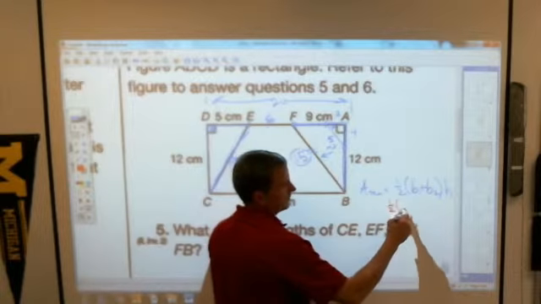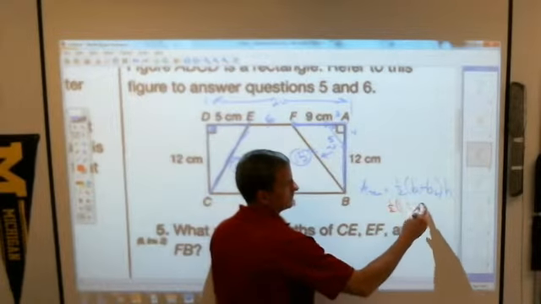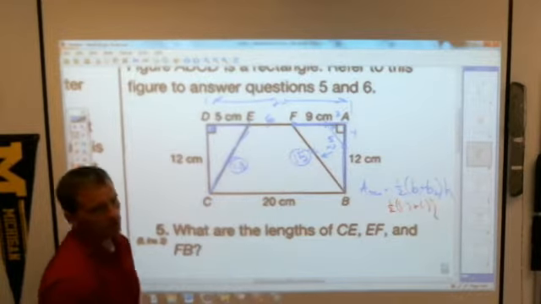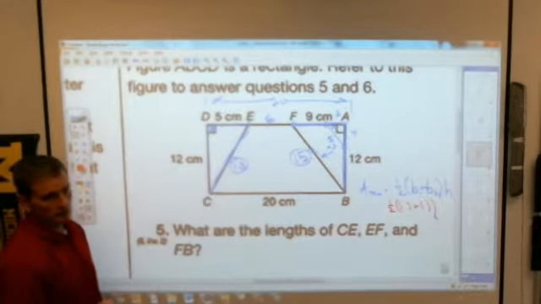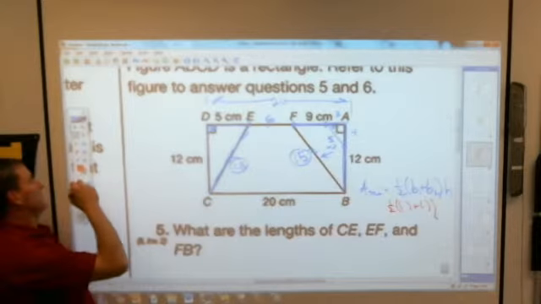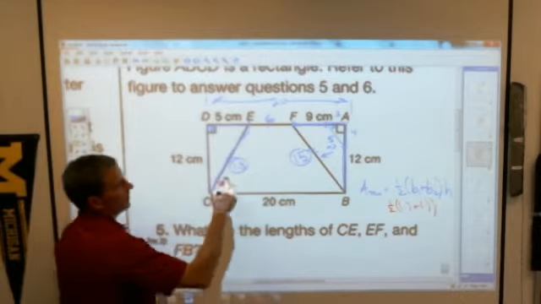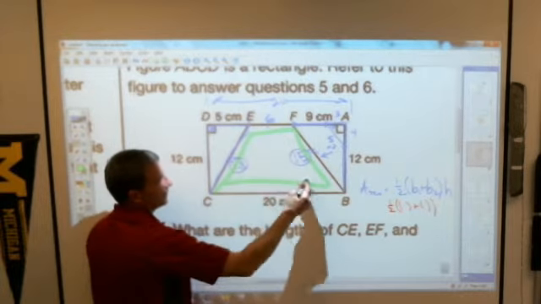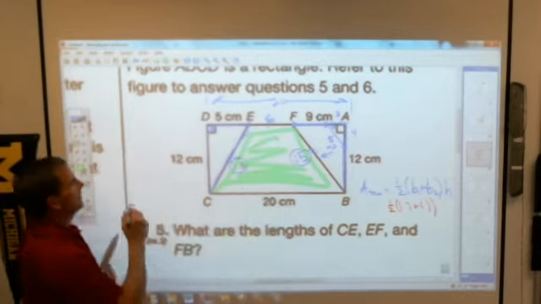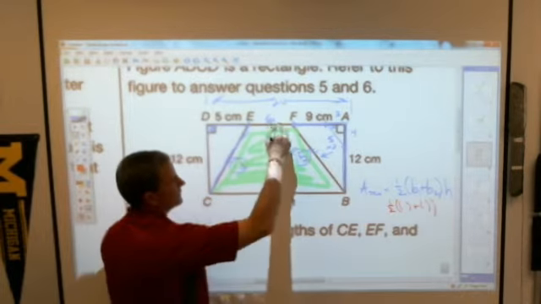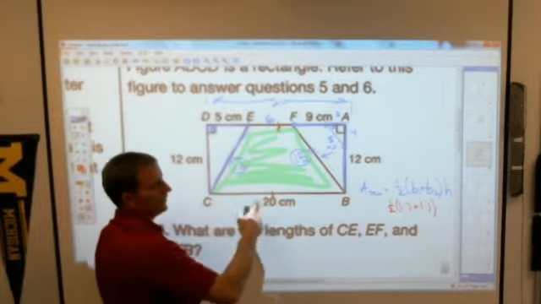The question is, what are my bases? How do I know what my bases are and why? Bases have to be the two parallel lines. Now it's not top and bottom, it's the two parallel lines. Again, remembering you are only talking about this trapezoid here, we're not doing the whole thing, just the trapezoid. Base 1 and base 2 are this line and this line because they are parallel.